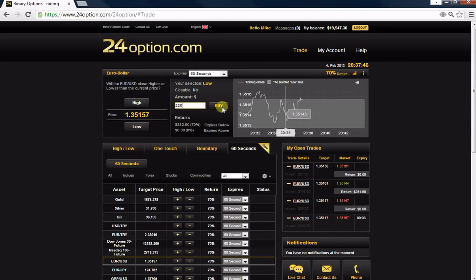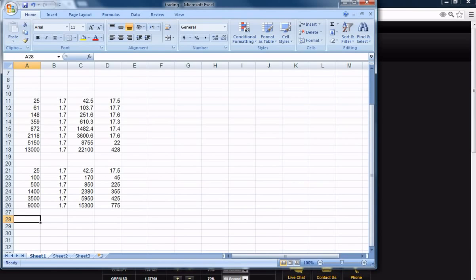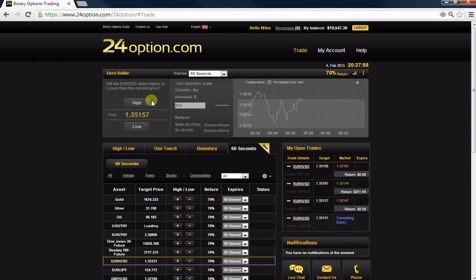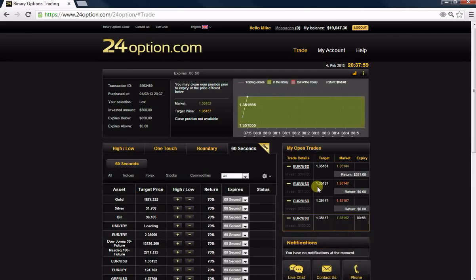Okay, sorry, this is supposed to be 500. Oops, almost made a mistake there. Got to be careful with that. Again, you really got to stay focused when trading this technique. It's really easy to make mistakes. Always have your Excel sheet open. Always be prepared with the next trade, because things can change really, really fast.